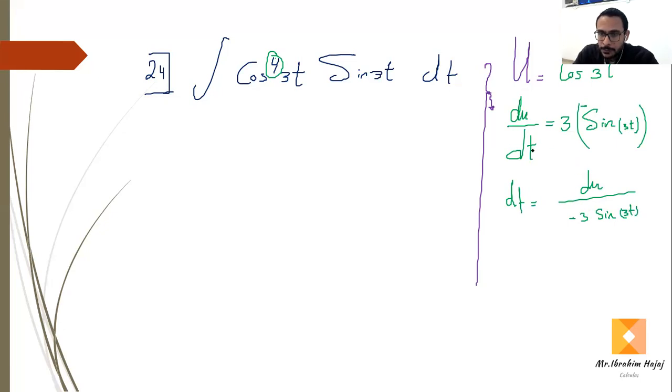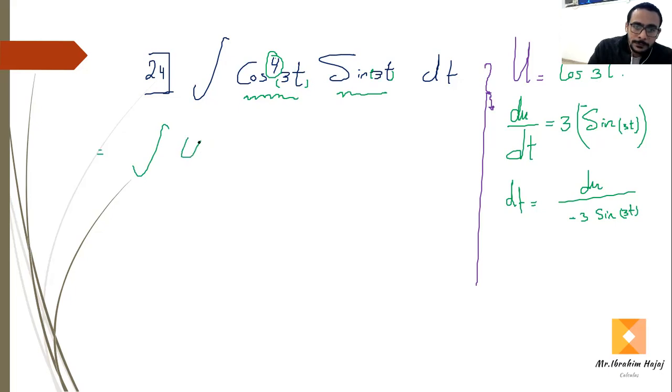Again, guys, please pay attention. Cosine to the power of 4, 3t, sine 3t. We let cosine 3t be u. Remember the chain rule: the derivative of cosine is negative sine 3t times the derivative of the inner function, which is negative 3 sine 3t. Okay, Khalid, complete.